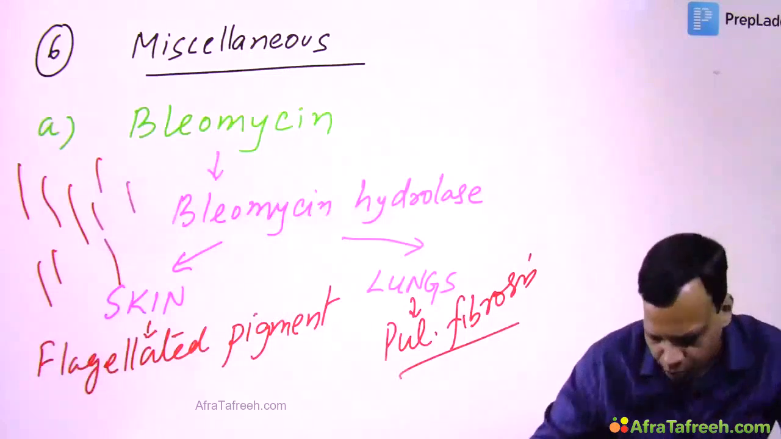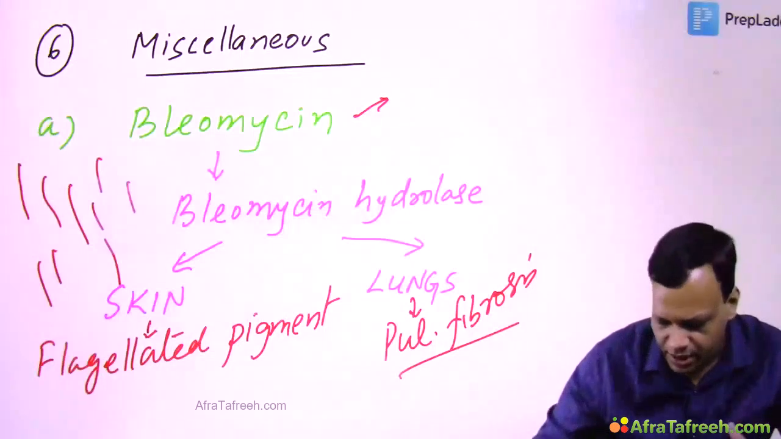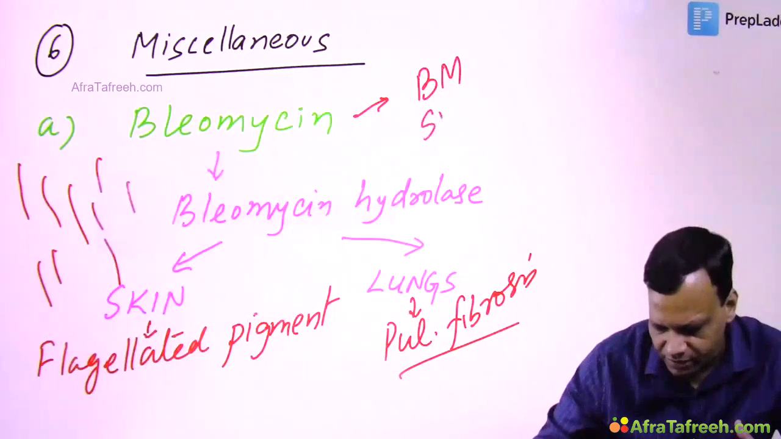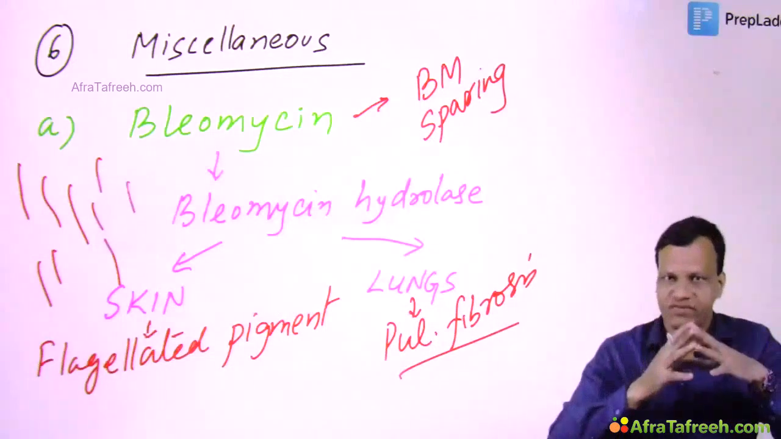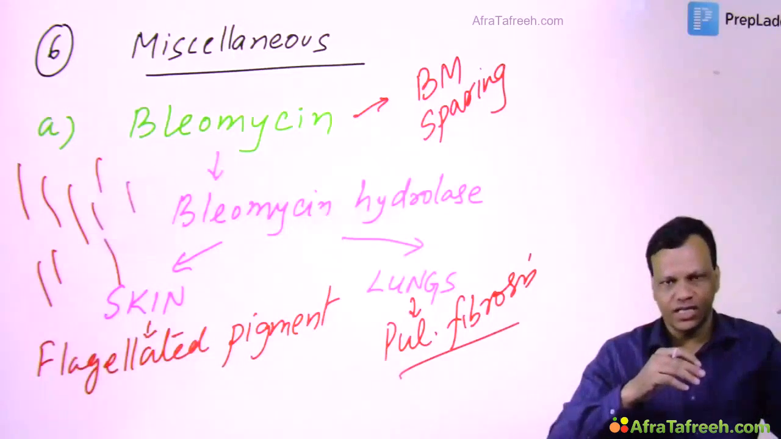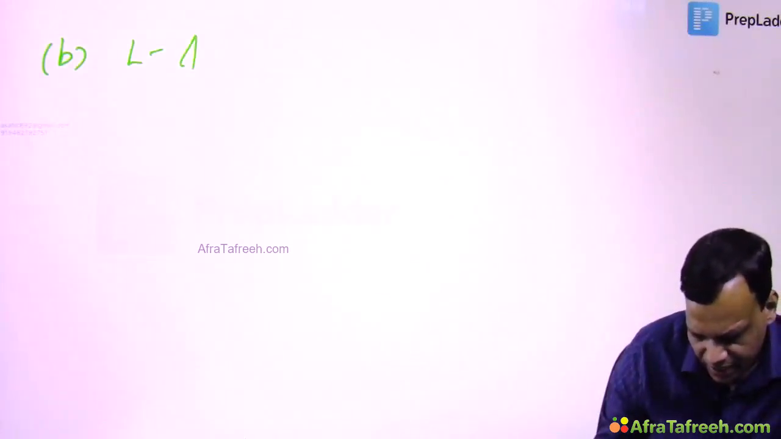Special point, bleomycin does not cause bone marrow suppression. So just like vincristine, it is a bone marrow sparing drug. Bleomycin is marrow sparing. So two marrow sparing drugs we have discussed so far. One was vincristine and second is bleomycin. Okay. Then the second important drug left is L-asparaginase.